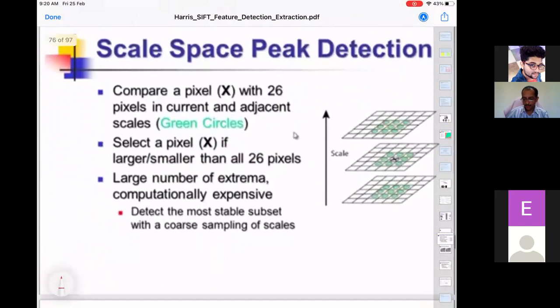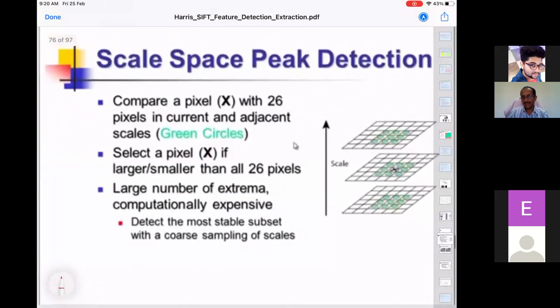So, I hope this is clear. How do you find the peak in the scale space? As you can see here, the 27 pixels I am talking about are around this pixel, 3 cross 3 around this pixel, then a scale below that scale, again 3 cross 3, and a scale above that scale. This is sigma naught, this is sigma 1, and this is sigma 2. If you wish to find whether this is a key point or not, what we take is a 3 cross 3 region around that point.